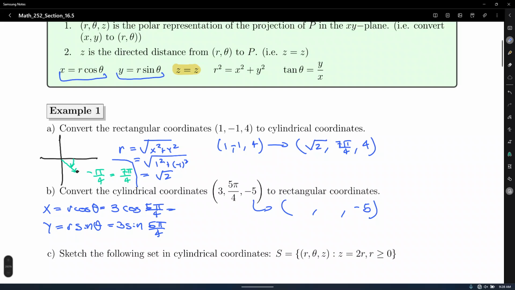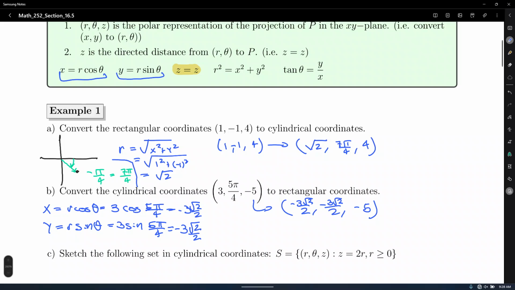Okay. Cosine of 5 pi over 4. So 5 pi over 4, is that in the third quadrant? They're both negative, right? In that quadrant, they're both negative. So that is negative root 2 over 2, negative root 2 over 2, but times the 3, that's a negative 3, negative 3. All right? And we got this. Negative 3 root 2 over 2, and negative 3 root 2 over 2.